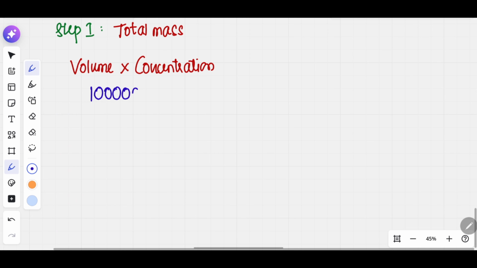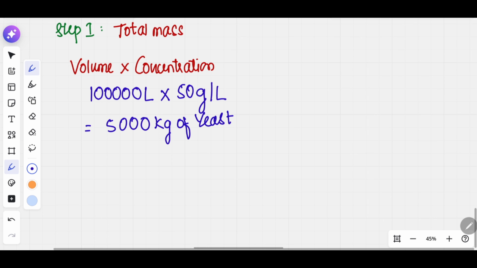I told you it was 1 lakh. So 5 zeros, 1, 2, 3, 4, 5. Okay. Lakh into 50 grams per liter. Make sure you write the units because units are very important. That will give us 5 million grams, or we can call it 5000 kgs of yeast. I've just converted grams to kilograms. That's about the weight of an adult elephant.